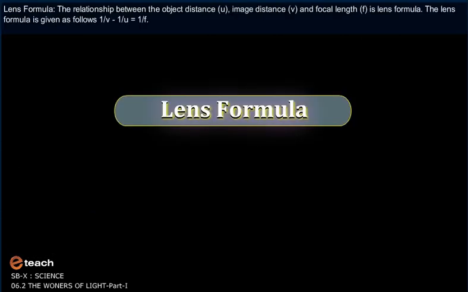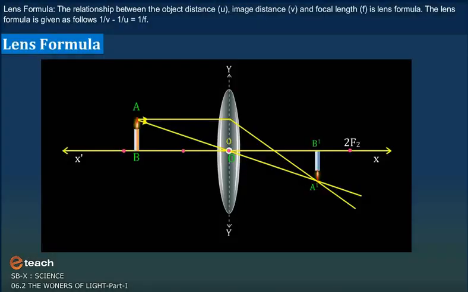Lens formula. The relationship between the object distance u, image distance v and focal length f is lens formula. The lens formula is given as follows. 1 upon v minus 1 upon u is equal to 1 upon f.